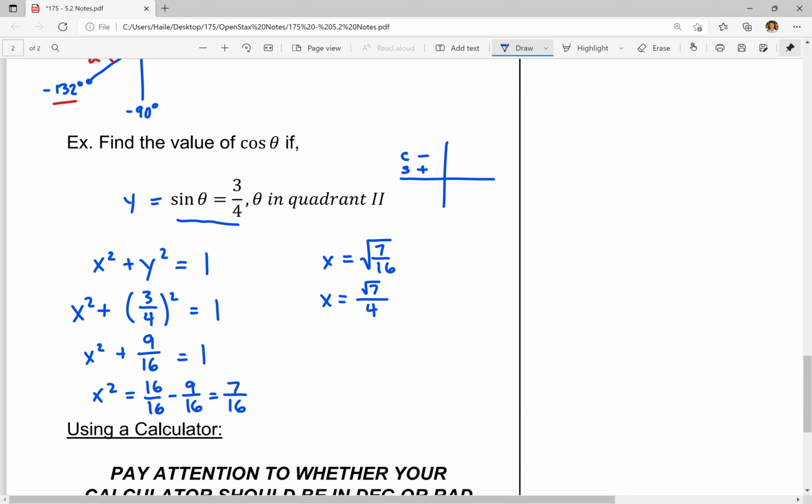Now, our job is to decide whether this value should be positive or negative. So up here, because theta was in quadrant 2, we said that our cosine had to be negative. So even though x turns out to be the square root of 7 over 4, we need to say that cosine of theta is equal to negative square root of 7 over 4. That way our sign, S-I-G-N, agrees with the quadrant of our angle. Okay, so this would be your final answer. Cosine of theta is equal to negative square root of 7 over 4.